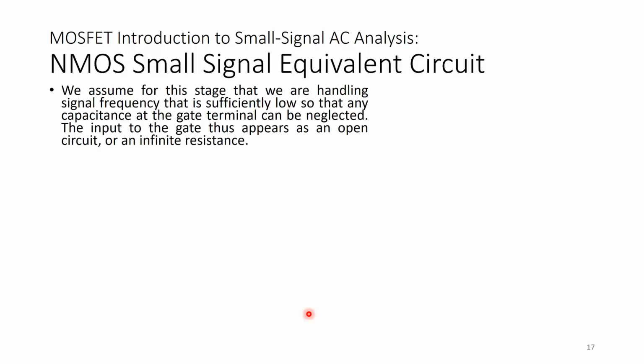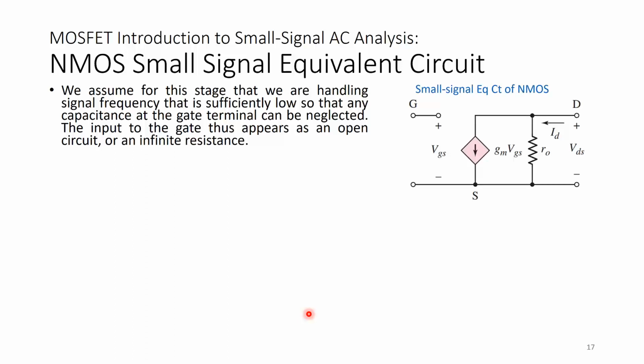So the NMOS small signal equivalent circuit: we assume for this stage that we are handling signal frequency that is sufficiently low so that any capacitance at the gate terminal can be neglected. There is a high frequency model, there is a low frequency model. We will be handling the low frequency model. The input to the gate thus appears as an open circuit or an infinite resistance. But this determines what vgs is because it goes into the output loop, which shows gm vgs for this dependent current source with this arrow coming down. So it's just like having an infinite resistance at the input.